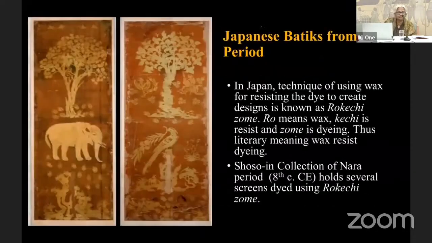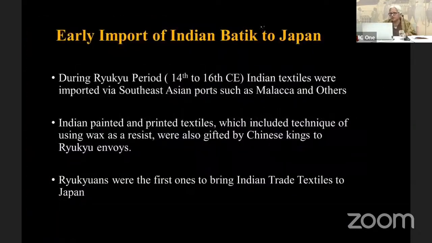If you see, these are from the Shoshoin collection of the 8th century, and the elephant one and even this one are exactly the same as shown in the Chinese book. Now I'll quickly go. Early import of Indian batik to Japan started with the Ryukyu period, 14th to 16th century, when Ryukyuans went to Malacca and many other Southeast Asian countries, and they were gifted Indian textiles by even Chinese emperors and emperors of all these places. Indian textiles were always a gifting commodity. Only people who are very good, they will give it to them.